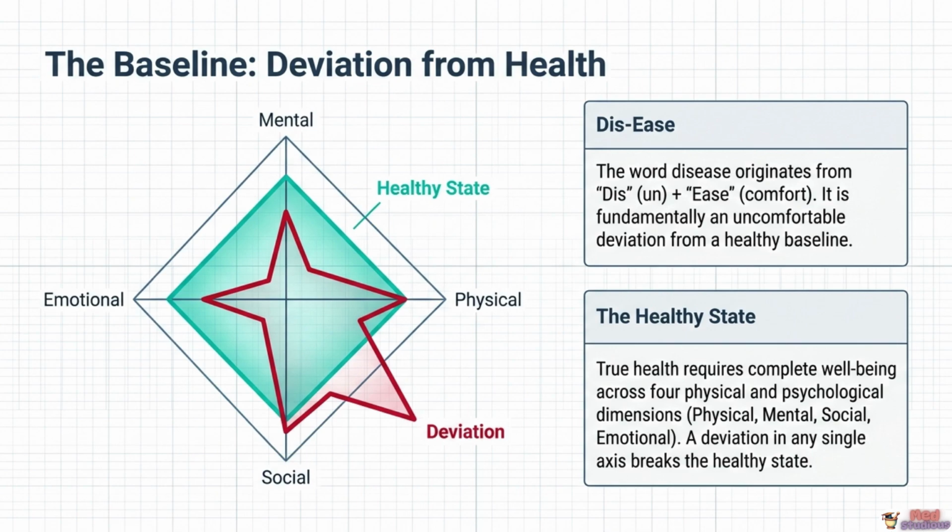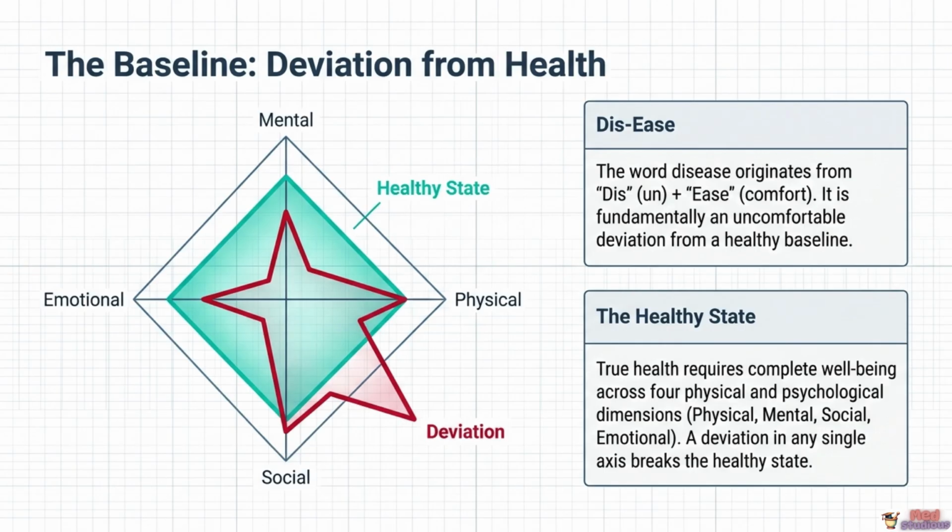And to truly understand what health means, we need to go beyond its everyday, casual usage and think about it in the precise, multidimensional terms that medicine demands. The World Health Organization defines health not merely as the absence of disease, but as a state of complete physical, mental, social, and emotional well-being. This 4-dimensional definition is depicted in the radar diagram on this slide. A healthy state occupies the maximum area across all 4 axes simultaneously. The moment any single axis is compromised, the healthy state contracts and disease begins.